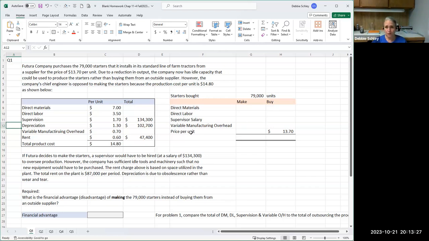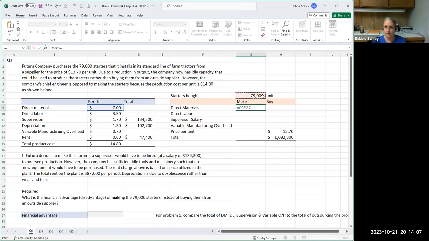Okay, so buying them, I should probably put total here. Total equals 13.70 times 79,000. Okay, but what would it cost me to make them? And I just want to look at relevant costs. And so direct materials, that is relevant. So $7 times 79,000 units.